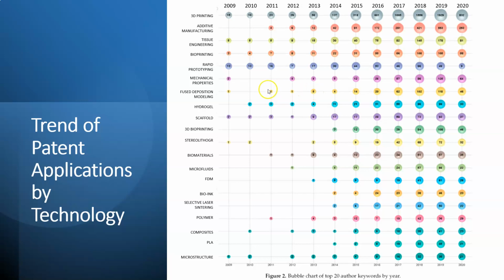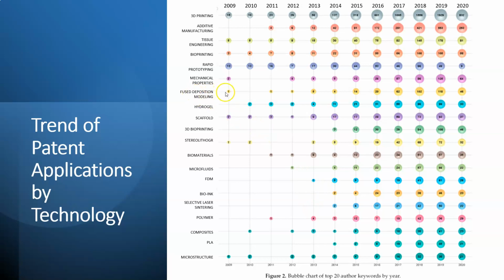Okay. I would also point out when some of these technologies started hitting their prime in terms of patents. So you'll notice that, for example, 3D printing was going strong even at 2009. Rapid prototyping, the same thing. But some of these other ones are relatively new. 3D bioprinting, we really didn't have patents until 2014. Same with bioink. All right.